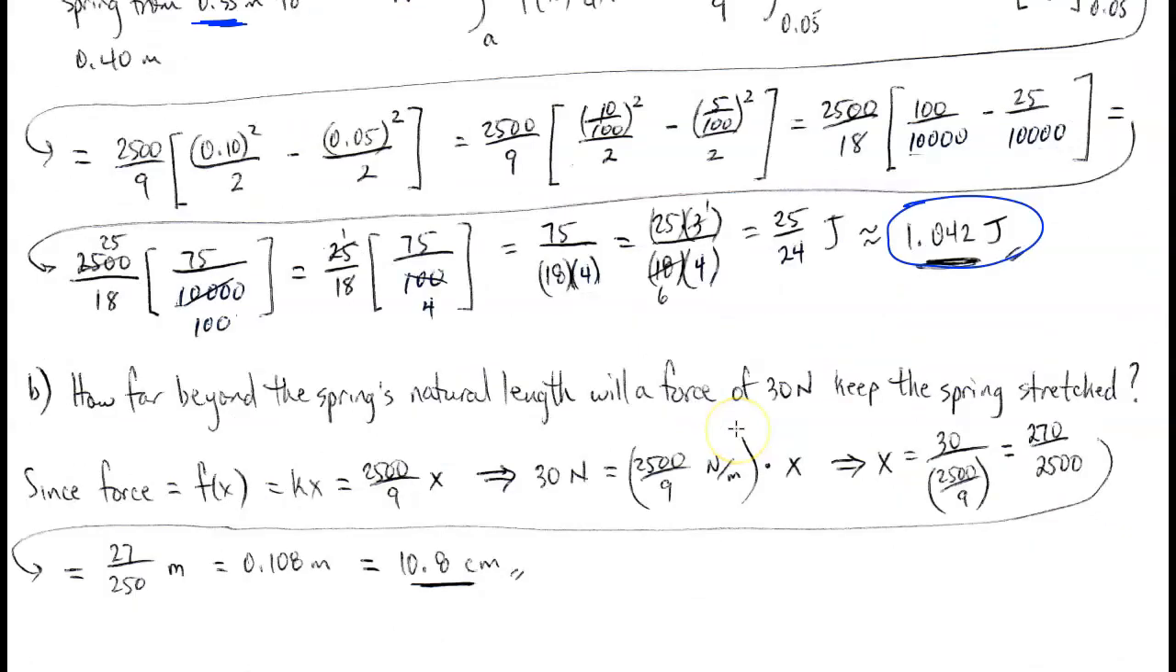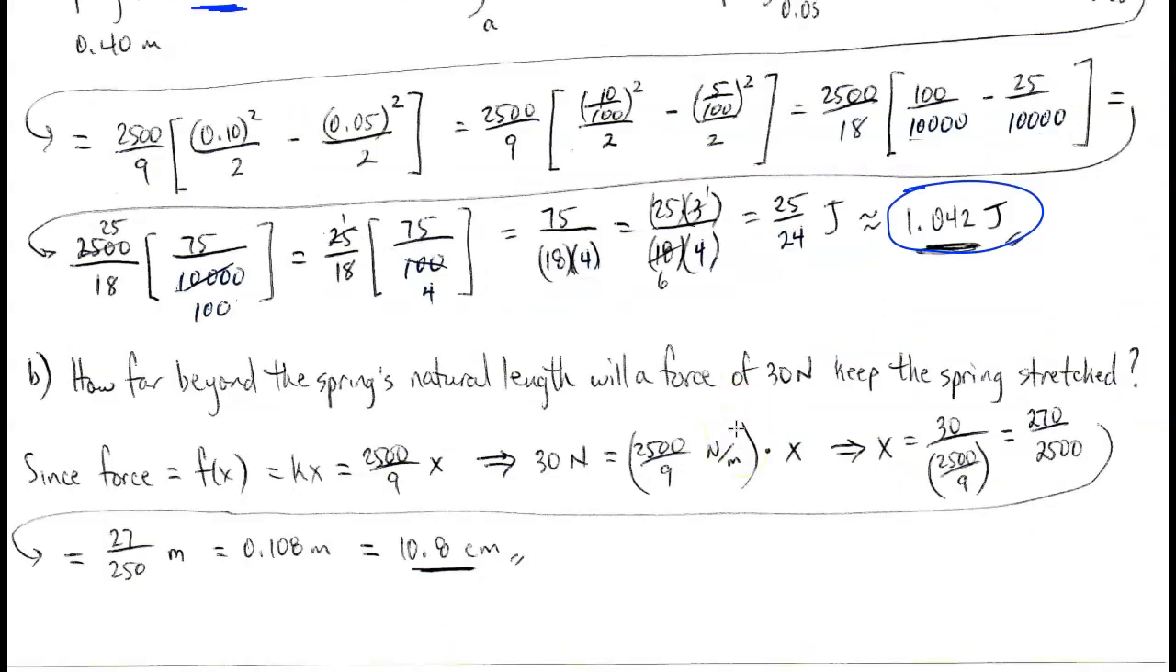So for part B of this problem, we want to know how far beyond the spring's natural length will a force of 30 newtons keep the spring stretched. So again, now that we know what our spring constant is, which is this 2500/9, and we were given information about this force here, what we're trying to find is how far beyond the spring's natural length. So what we want to know is distance.